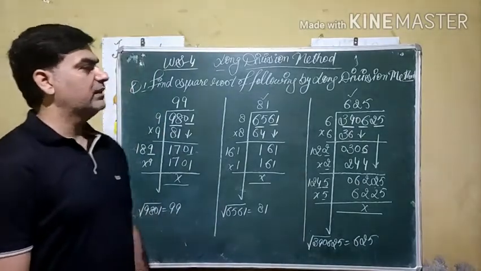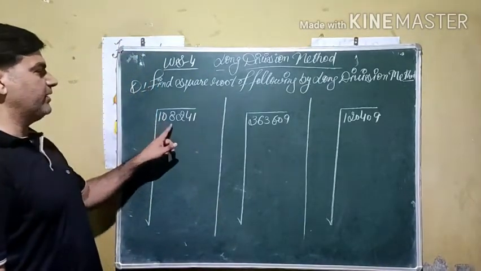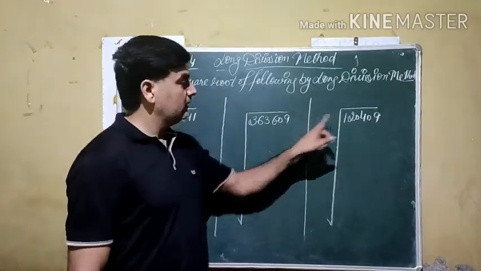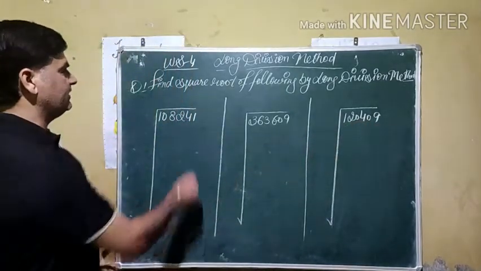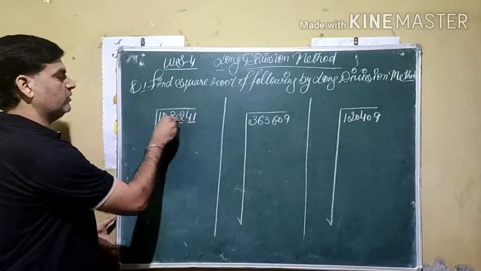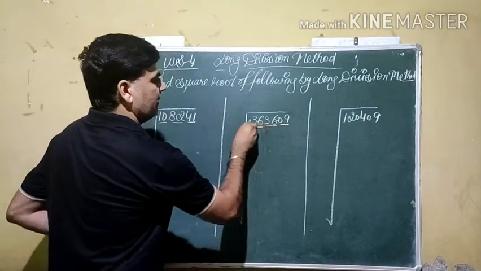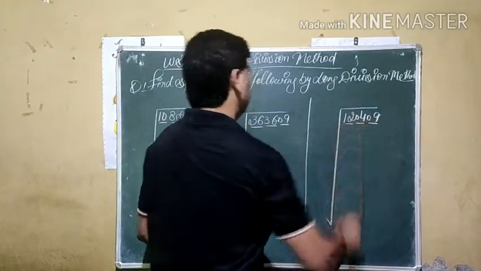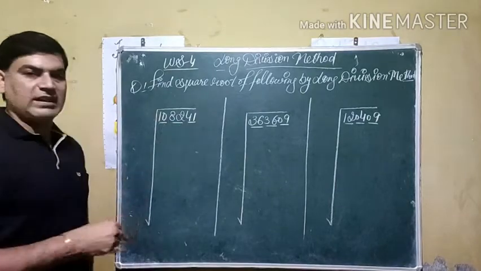Let's continue with the next values. Numbers are given by 108241, 363609, 120409. First step, make pair from the right hand side. Pair of two digits like this. Now we have to choose a digit, the square of which is equal to 10 or less than 10.